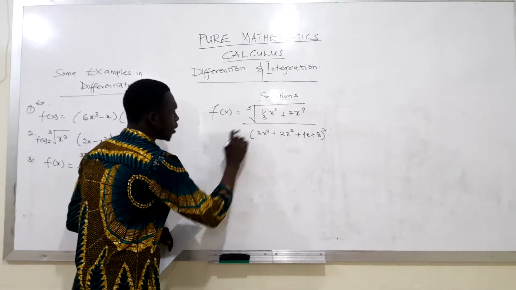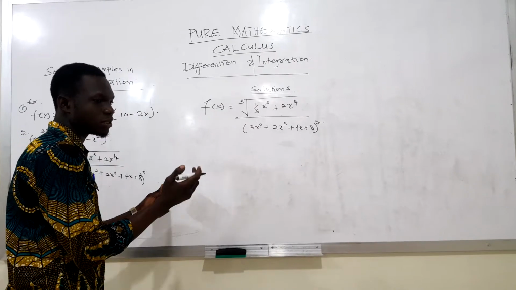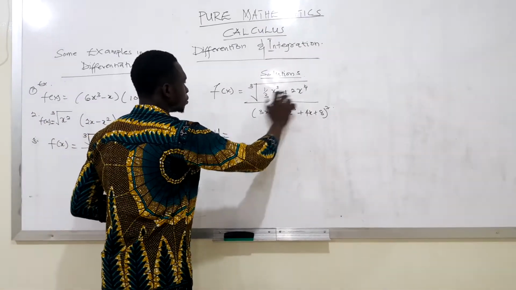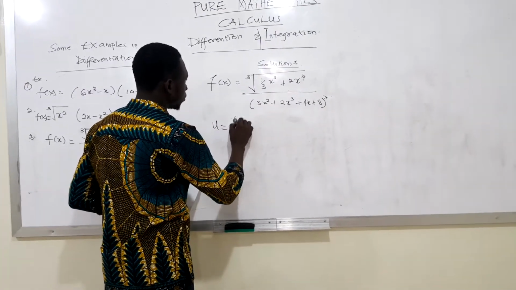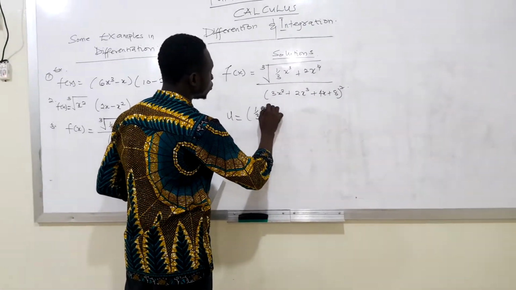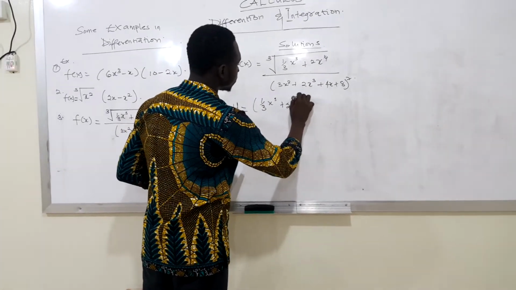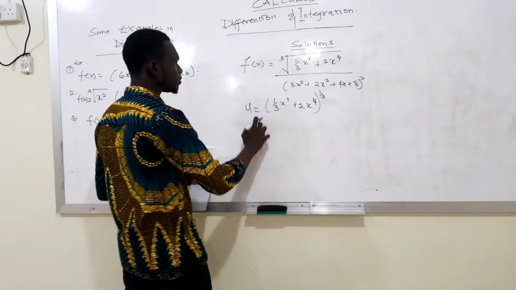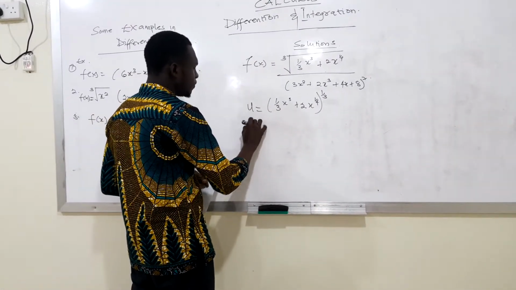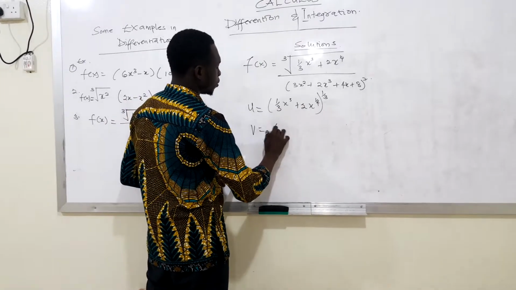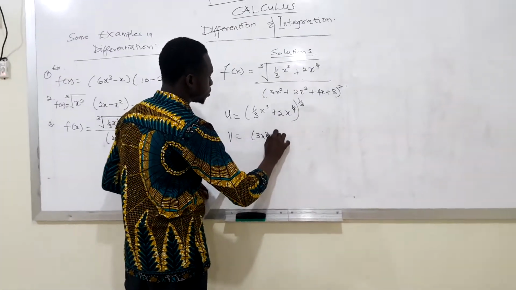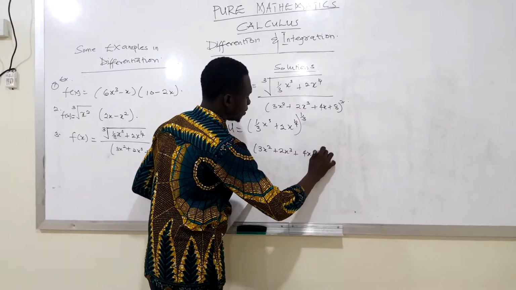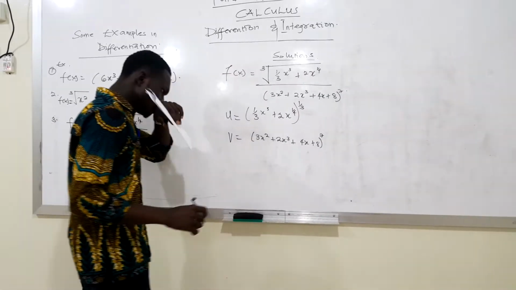So this is an expression, a fraction. So now we are going to represent u to be the numerator, that is (x cubed plus 2x) exponent 1/4, all to the power 1/3. That is the cube root of the whole expression. And our v is going to be (3x squared plus 2x cubed plus 4x plus 8) all to the exponent 7.